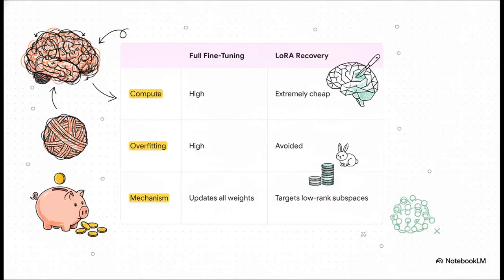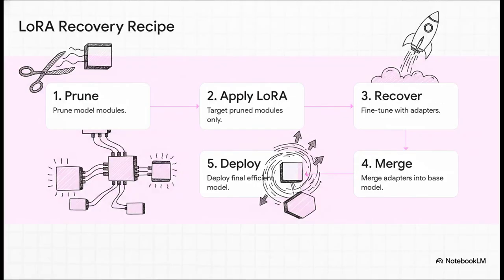The second tool, and one that's become a huge favorite in research lately, is LoRA, which stands for low-rank adaptation. And really, this table just says it all. If you do a full fine-tune, the compute cost is high, the risk of overfitting and messing things up is high, and you're changing every single weight in the model. LoRA is the exact opposite. It freezes all the original weights and just trains these tiny, super efficient adapter modules. It's surgical, it's cheap, and it's fantastic at avoiding overfitting, which makes it absolutely perfect for this delicate job of realignment. And here's what that workflow looks like in the real world. It's beautifully simple. Step 1, you prune your model. 2, you apply those LoRA adapters specifically to the parts you just pruned. 3, you run a short recovery training session on some data.